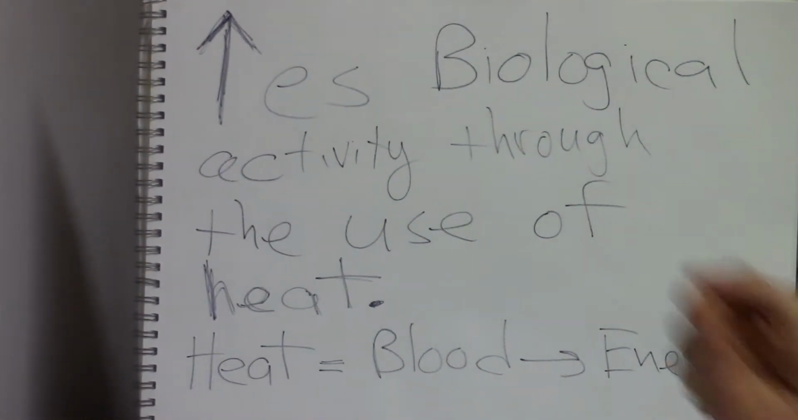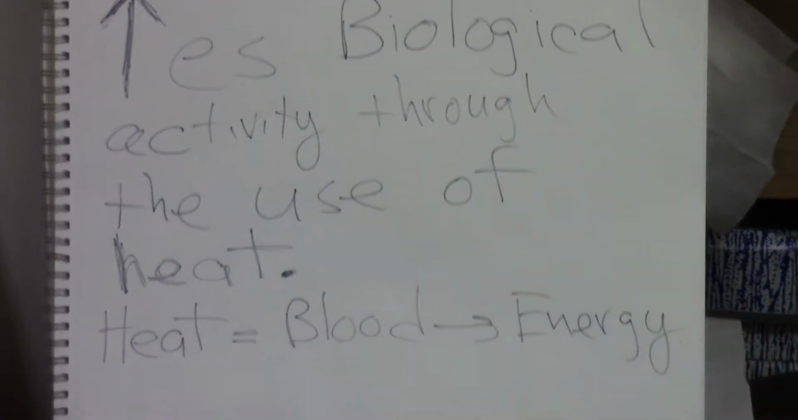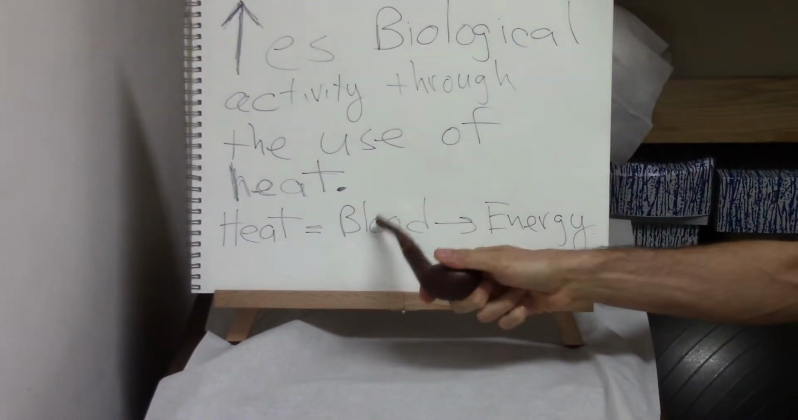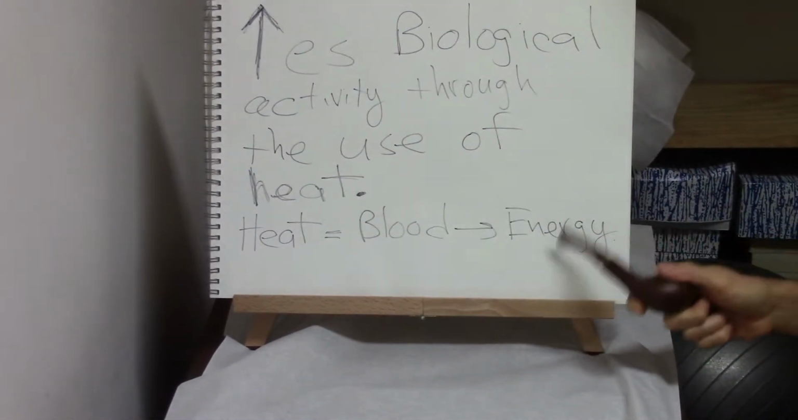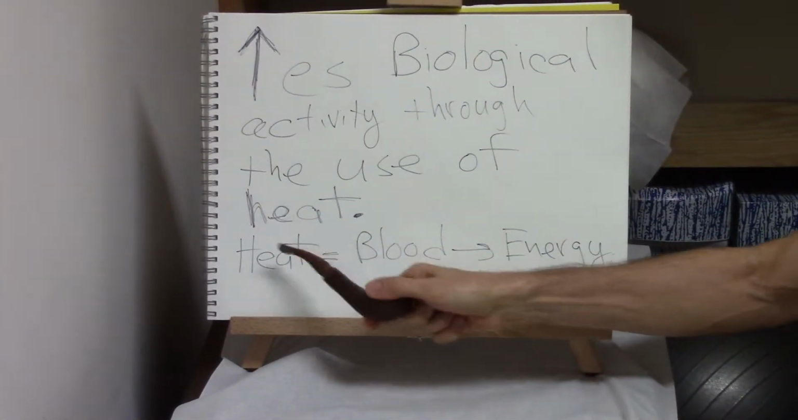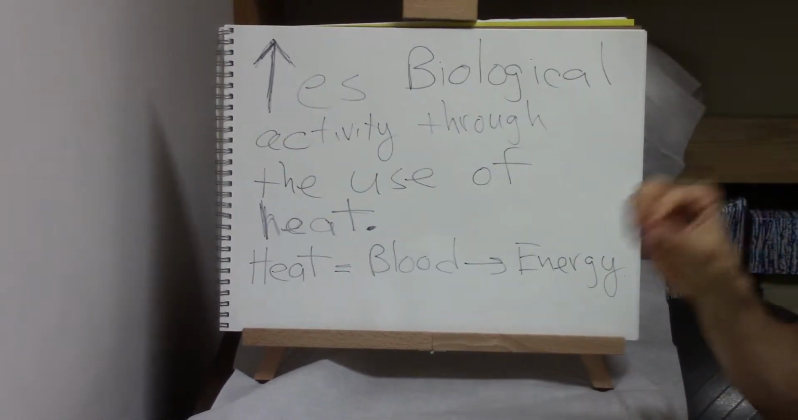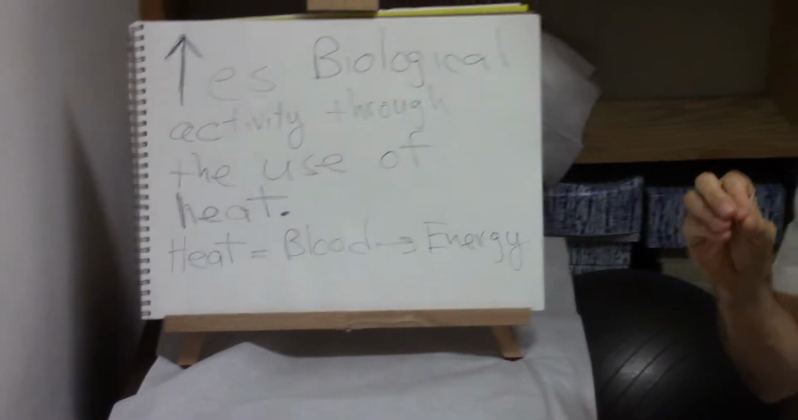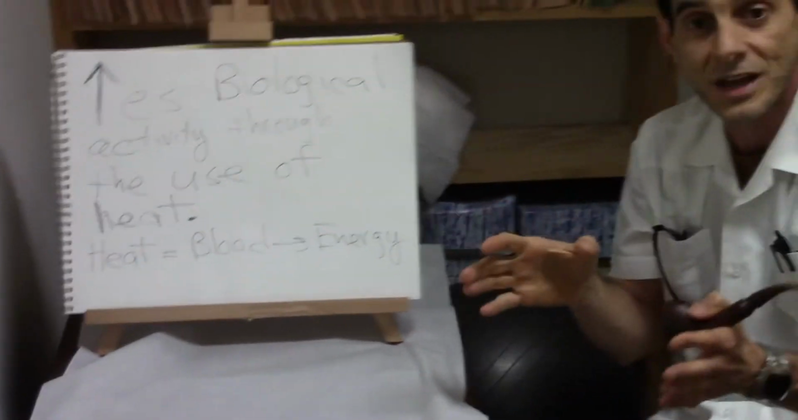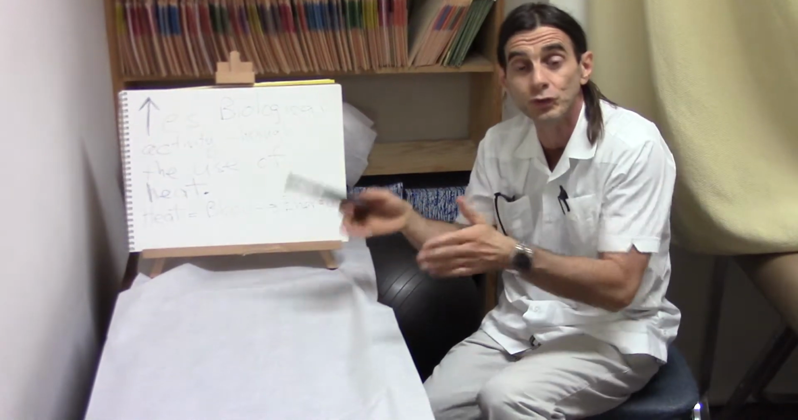If you want to break it down into a mathematical formula, it's very simple. Heat equals increased blood, and blood equals increased energy. I'll go through that one more time. When you use heat, what you're doing is you're increasing the blood vector through the tissue itself. So in essence, you're opening up blood channels through which the body can get its healing elements that are inside the blood into the traumatized area. So heat increases the blood flow to the tissue.